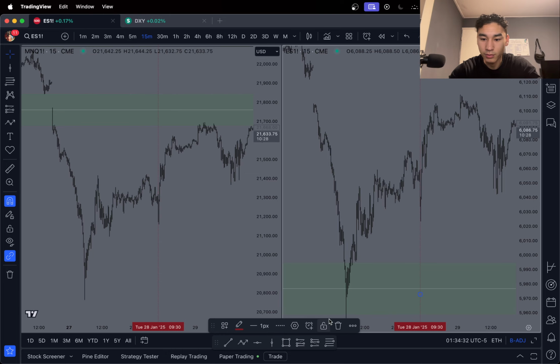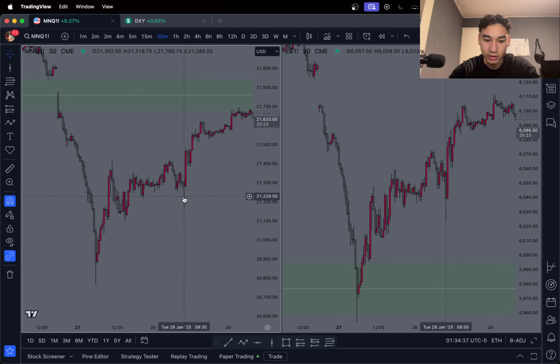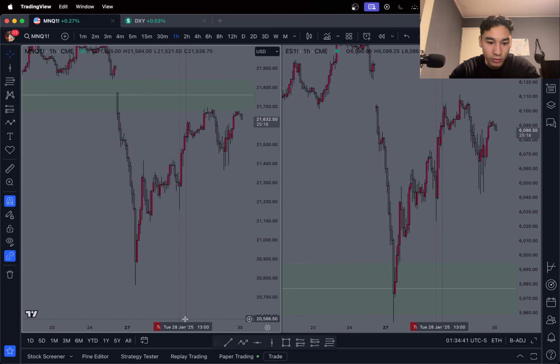Just looking for longs. That was my bias going into the day. And then what else we had is, this is 9:30. I would say that's a pretty clean Judas swing there. Then we drop lower. I don't really know where we drop lower into.